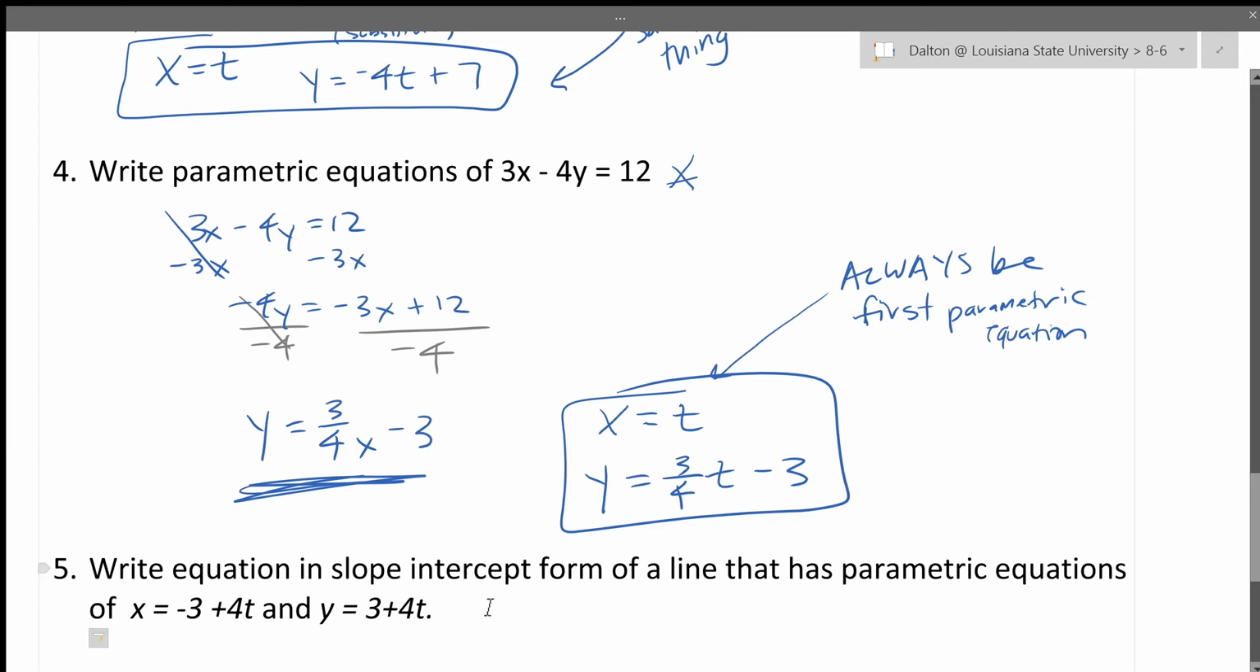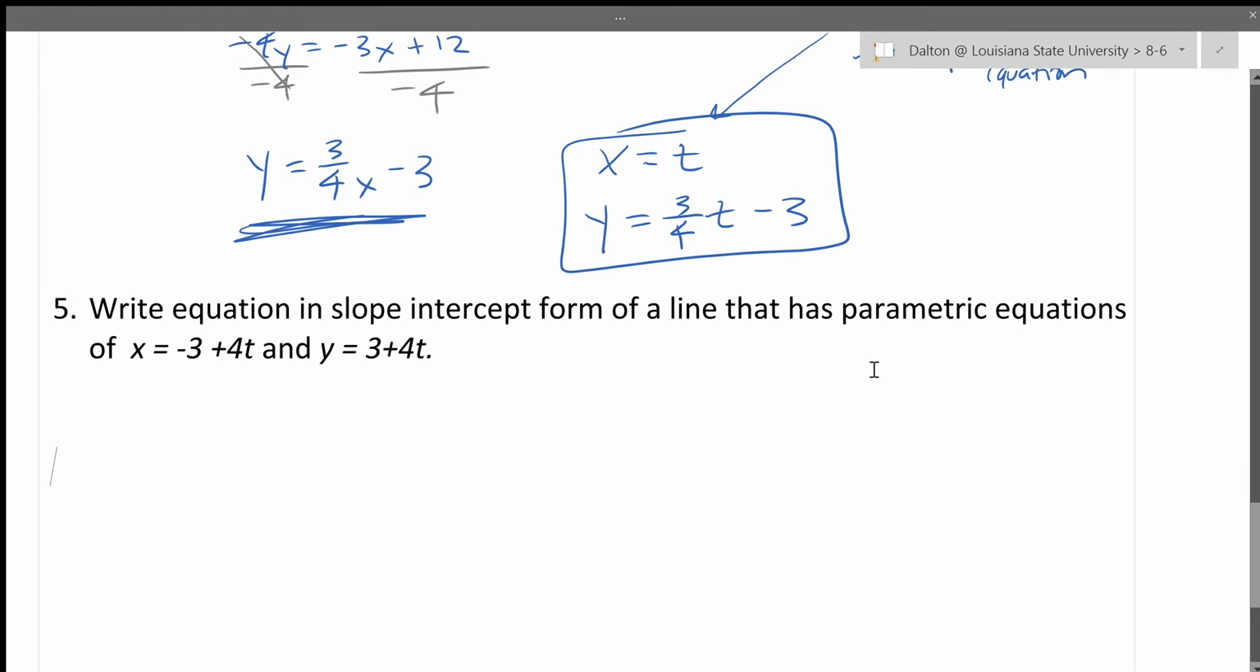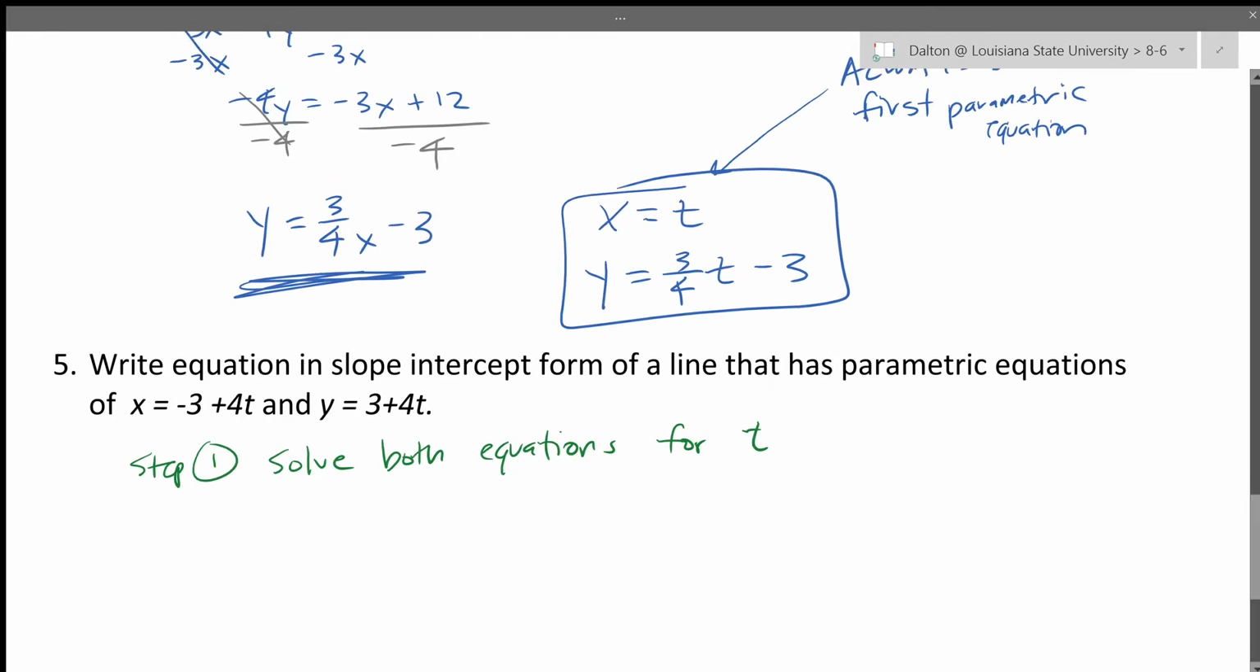In terms of writing your own parametric equations, x equals t is always going to be your first. However, if you do some algebra, not every parametric equation is going to have x equals t. In this case, I don't have that direct relationship between x and t. They're giving me two similar looking but different equations for x and y. So when you go backwards, step 1 is to solve both equations for t. So let's do that.